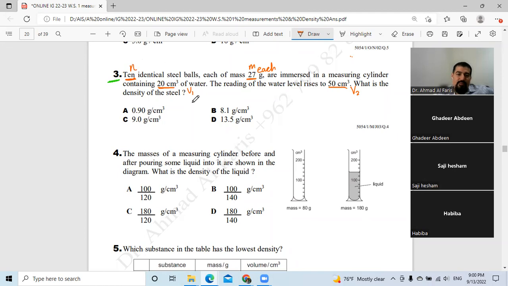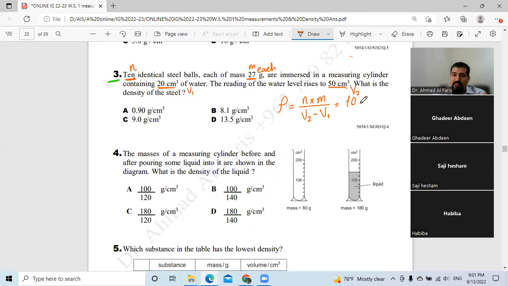How many steel balls do we have here? So the mass is not for each, the mass is for all. So N multiplied by M divided by what? Divided by V2 minus V1. Here I can be more accurate by not adding just one piece of iron. I can put a lot of pieces of steel or iron to find the average density. The density of a small piece of iron or steel is the same as the large piece of steel. They have the same what? Density. So the ratio will be the same.